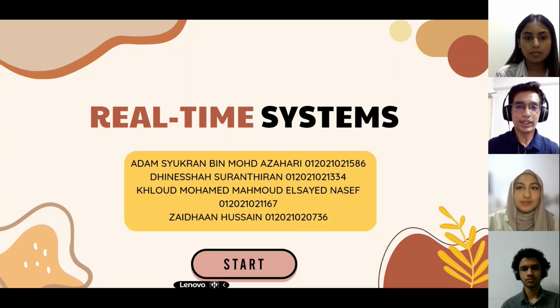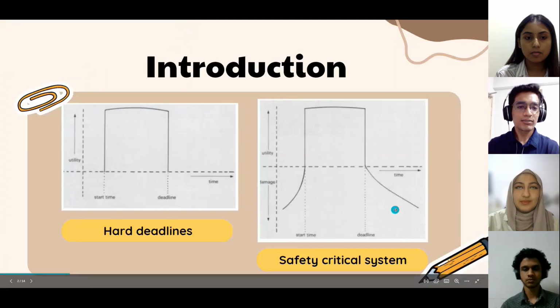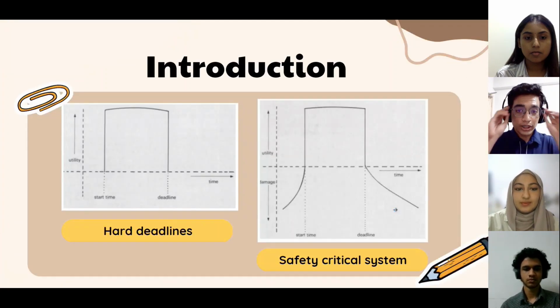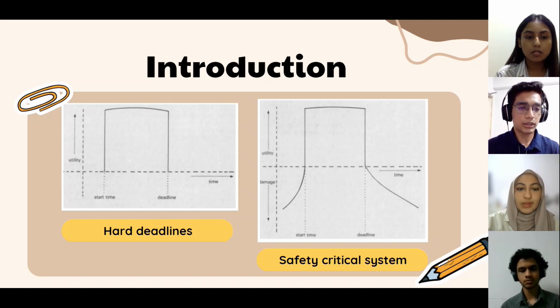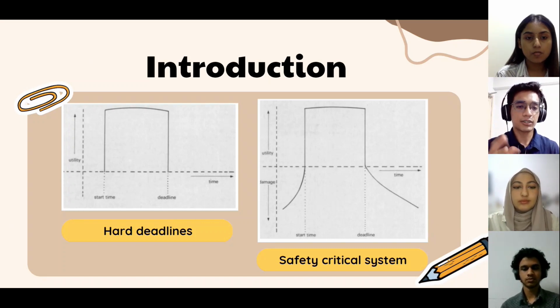So next slide. Okay, so firstly, I'll be giving a brief introduction regarding the two different types of deadlines that can exist. Firstly, we have hard deadlines, or a system where, in a real-time system, if the output or the result of an operation comes after the deadline, for hard deadlines this makes it so that it no longer has any utility.